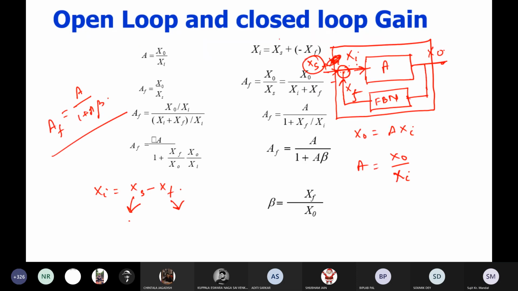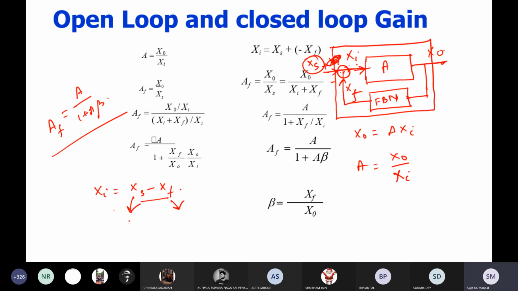Xi is equal to Xs minus Xf, I have written here, and here Xs is equal to Xi plus Xf accordingly. I also told you the two types of feedback. One is positive, another is negative. Whenever we apply this feedback signal to the input, that may be additive, that may be subtractive. That means it may increase the overall input signal Xi, or it may decrease the overall input signal Xi.